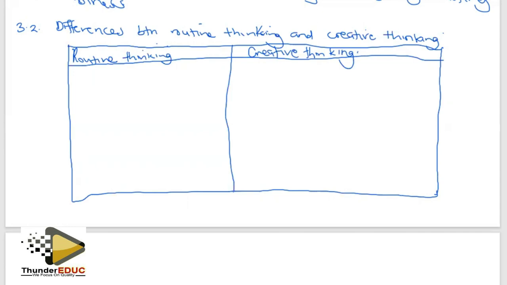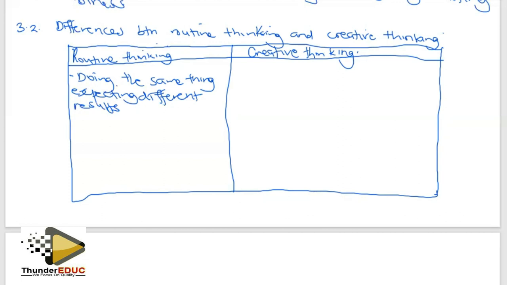to someone who is a street candidate or a street learner who is not attempting things according to a teacher's direction. Okay, let's look at this. What is routine thinking? Routine thinking is doing the same thing, doing the same thing, expecting different results, you see. Expecting different results.